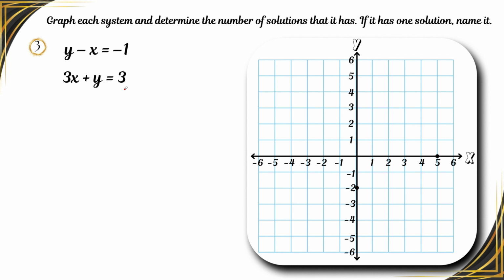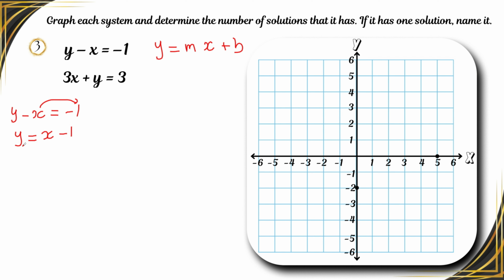We need to graph both lines. Let's start with the first one: y minus x equals -1. But if you look at this equation, it is not in slope-intercept form, y equals mx plus b. We need to isolate y on one side. Then we just write y and move this negative x to the other side, and it changes the sign. It will be positive x and -1 here. Now this is in slope-intercept form.